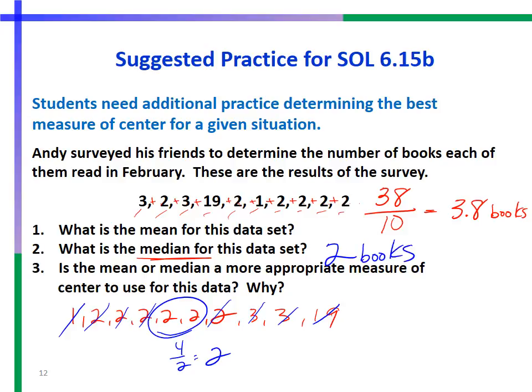So the question for the third one is: is the mean or median a more appropriate measure of center to use for this data? You can see our data is really close together except for number 19. 19 is what we call the outlier. So anytime there's an outlier, median is going to be the best choice.